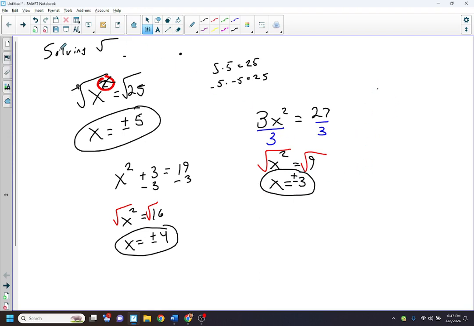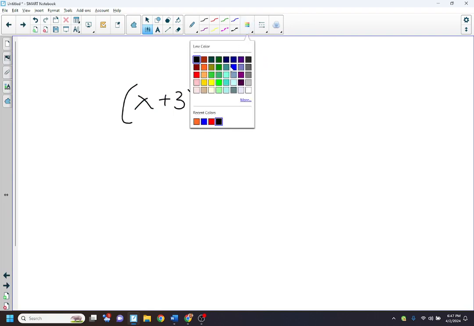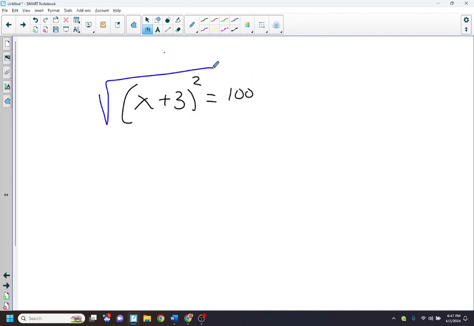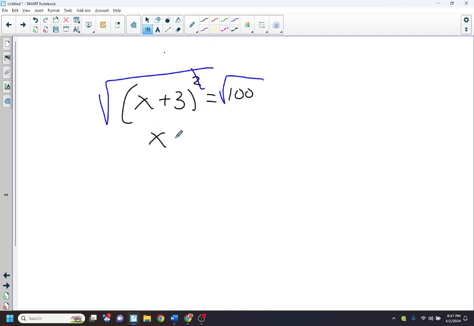If you have a situation where there's a parenthesis under a square, let's do x plus 3 squared equals 100. What you're going to do is still square root, because square rooting allows me to cancel out the square. Which means I still square root this side, which is plus or minus 10. Now this scenario is pretty important. In this scenario, it's plus or minus 10.